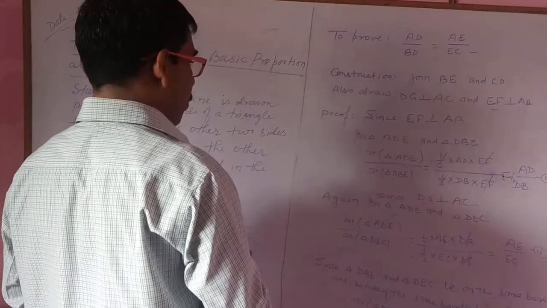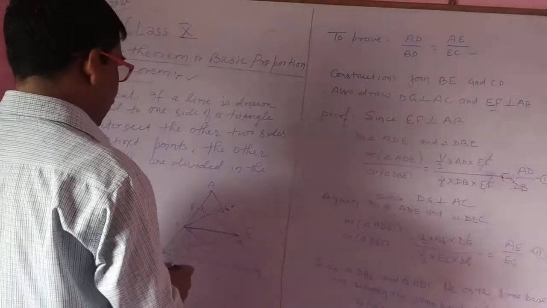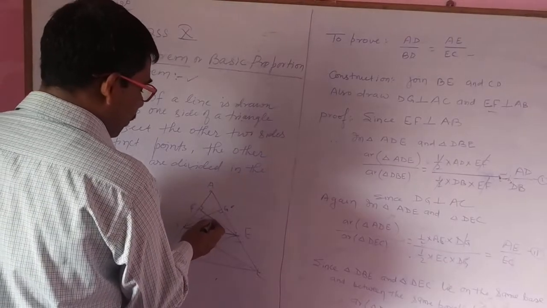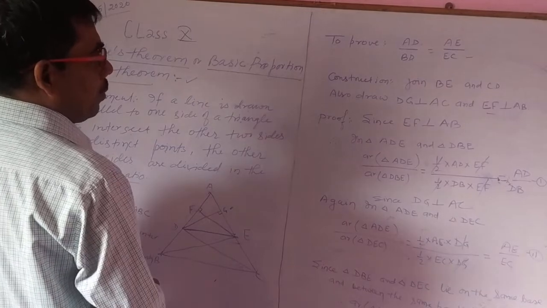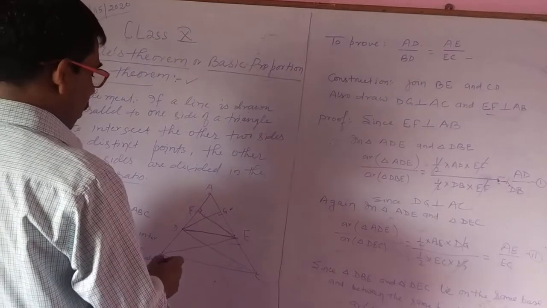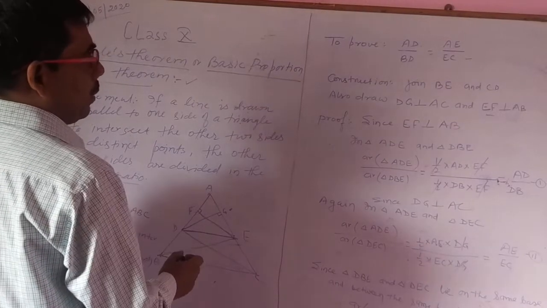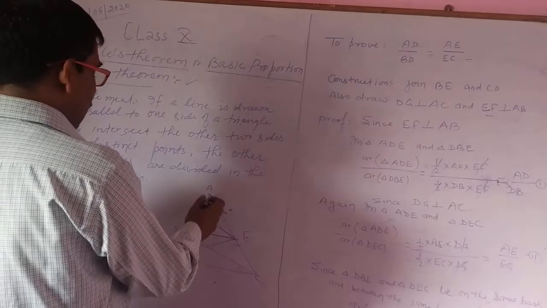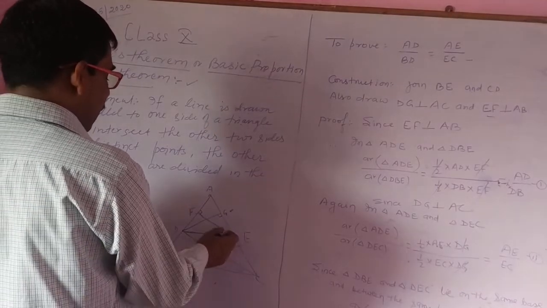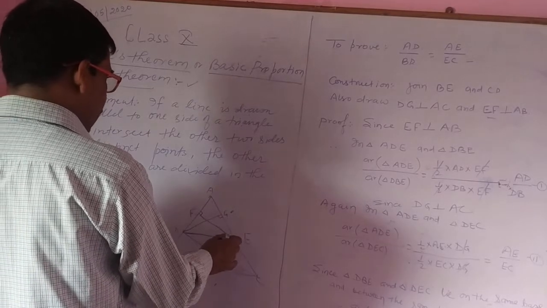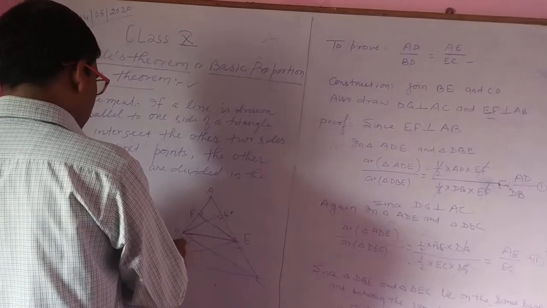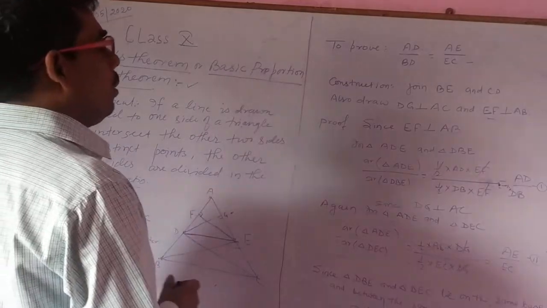Proof. Since this line EF is perpendicular on AB, it means EF is perpendicular on AD as well as EF is also perpendicular on BD.